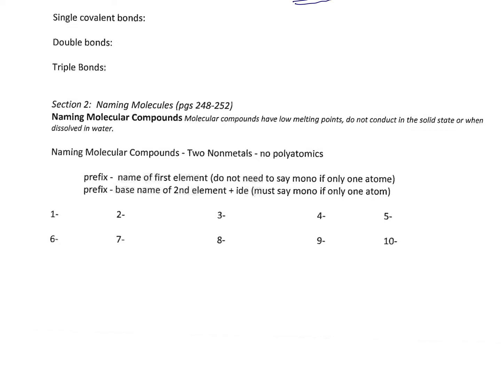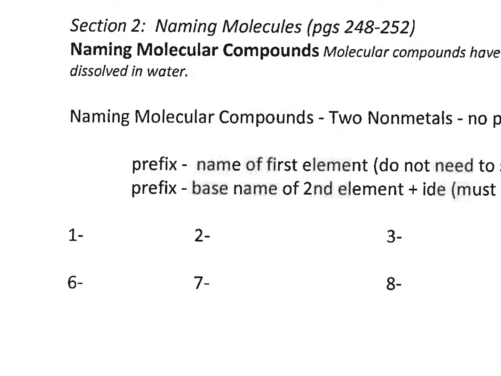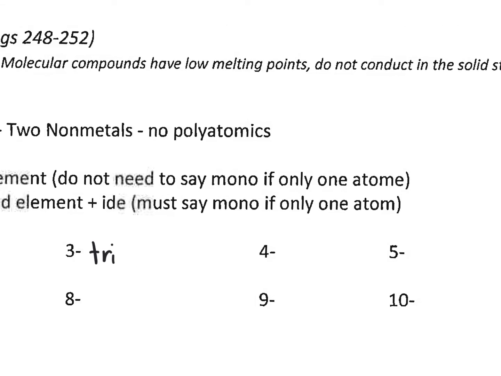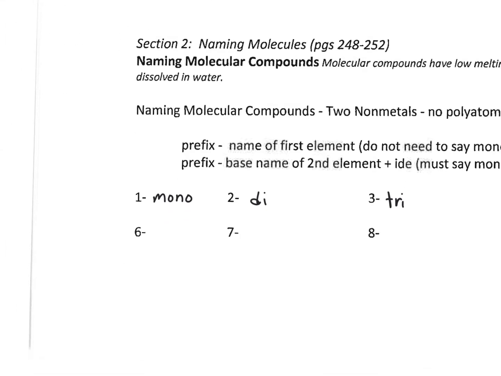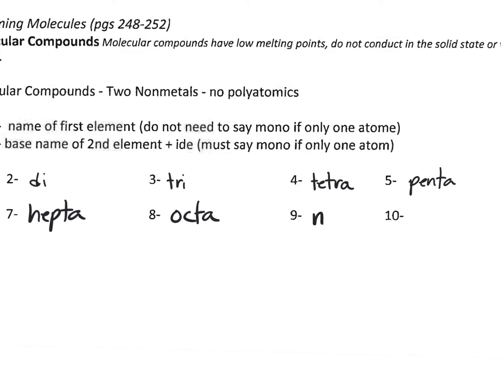compounds. If there's one element in a molecule, we would say that was mono. 2 is di. 3 is tri for the prefix. 4 is tetra. 5 is penta. 6 is hexa. 7 is hepta. 8 is octa. 9 is nona, sorry, nona. And 10 is deca.